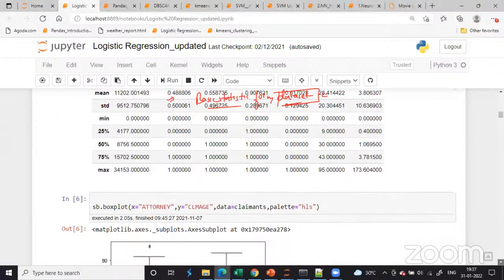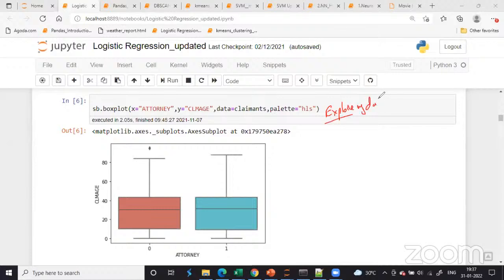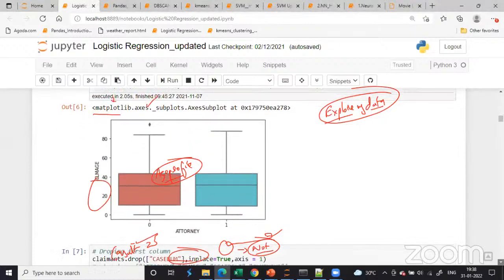Now, I can visualize my data. I can explore my data by creating different types of visualizations. So for example, I can create my box plot using my seaborn library. I'm trying to compare my 2 columns, attorney column and my claimant age column. So I can understand what is the age profile who are going to consult a lawyer and who are not going to consult a lawyer. So 0 means you are going to consult a lawyer. 1 means you are not going to consult a lawyer. So you can understand what is the median age profile of your customers in your data set who are going to consult and not consult your lawyer.